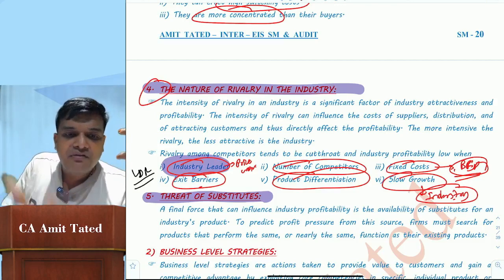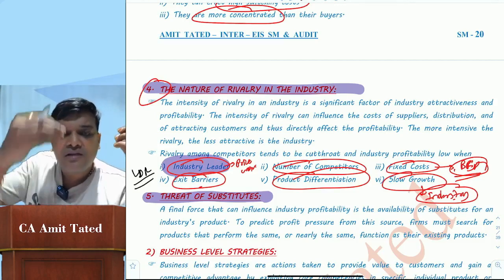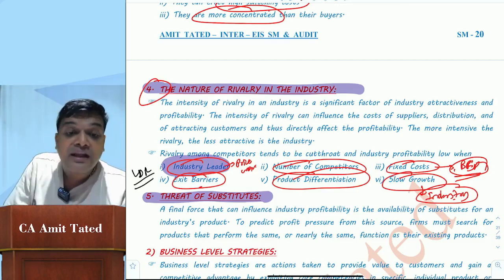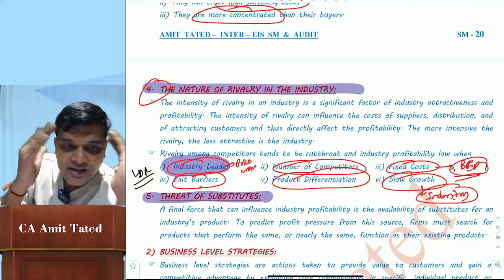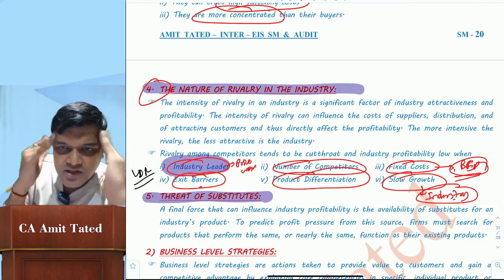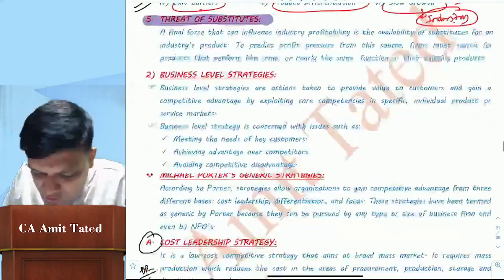So why would I leave this industry? Rather, I will survive and I will manufacture. Even if I am loss making, I will still manufacture, because 20 lakhs against 10 crore is nothing, not worth it. Are you getting the point? Exit barrier is difficult. Does everybody understand this point?